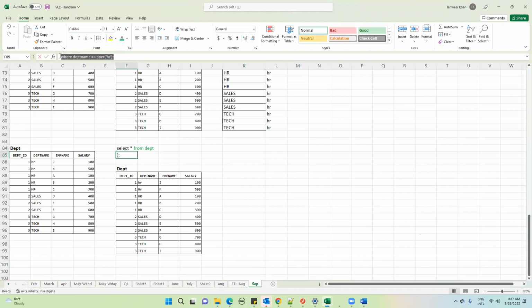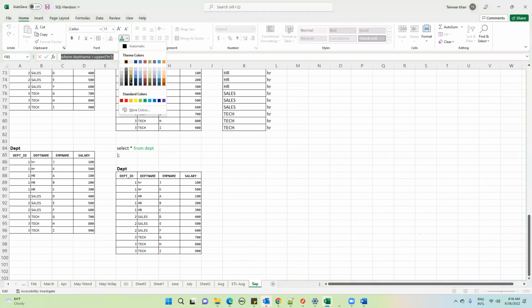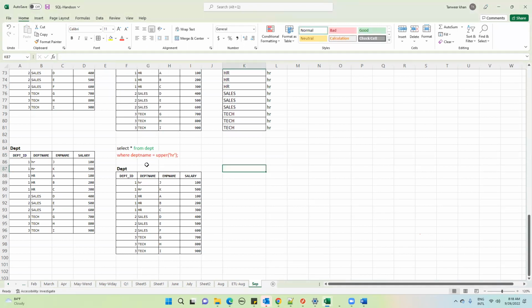In the WHERE keyword, you are telling the SQL engine to match this department name. You are trying to map this department name with which one? UPPER of HR. So UPPER HR means this HR will be converted into uppercase. You are telling the SQL engine to convert this HR only to upper. So this will be HR now.